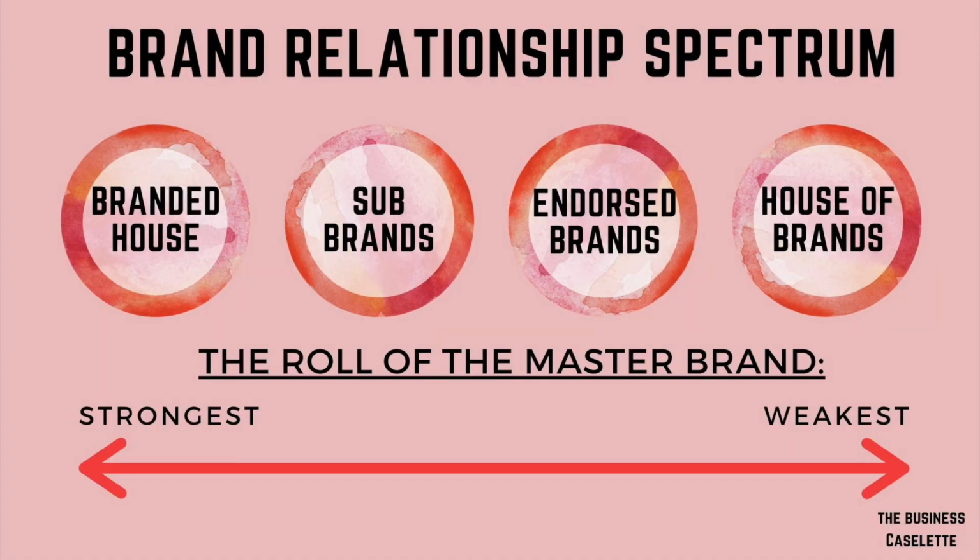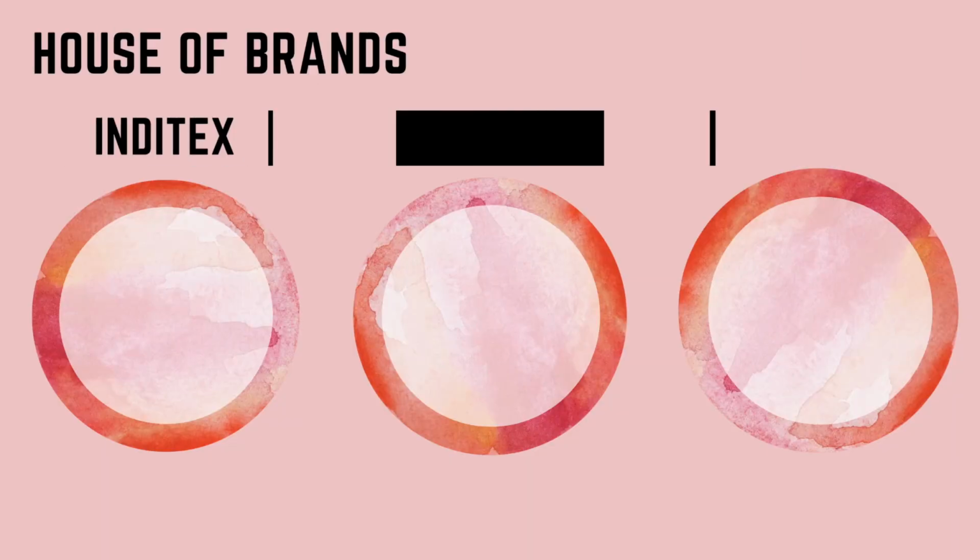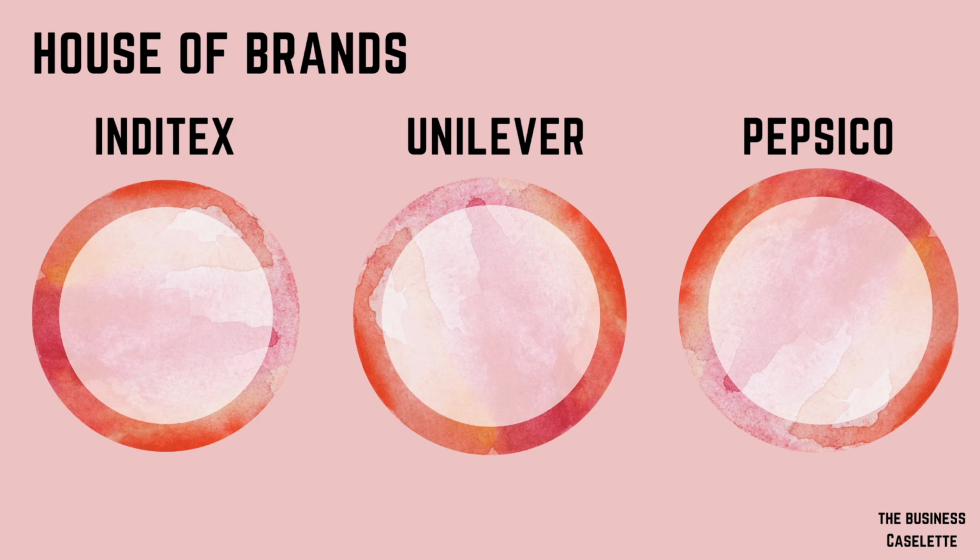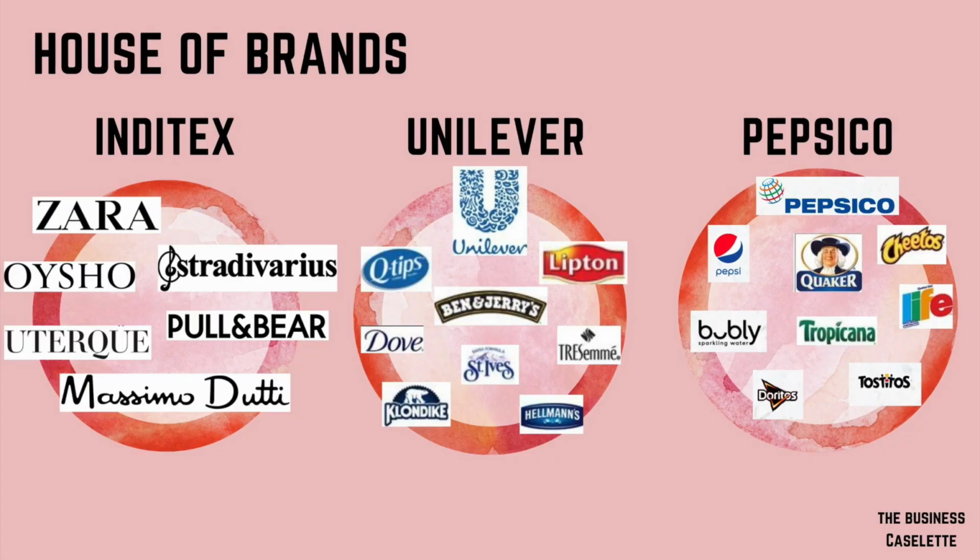Fourth, we have a house of brands. With a house of brands, the role of the master brand is somewhat obsolete. In this case, brands aren't necessarily related to their master brand. And unless you take a deeper look into the company's foundation, you won't outwardly know who the parent company is. You can think of a house of brands as the top of the food chain. For example, you can think of Inditex, Unilever, PepsiCo. Unless you're really thinking about who's the top dog behind your snack food, PepsiCo won't necessarily come to mind. Instead, you'll think more readily of Cheetos or Quaker Oatmeal, or Zara, for example, in relation to Inditex.